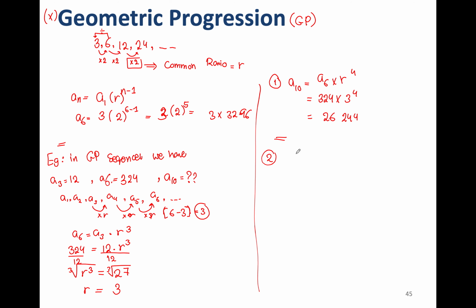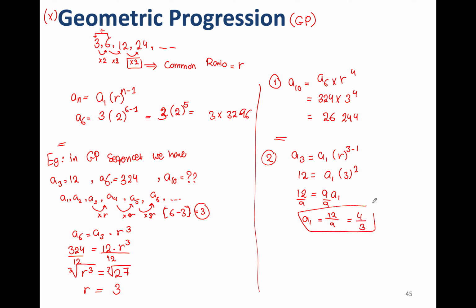So A3 is equal to A1 multiplied by R to the power 3 minus 1. A3 has the value 12, A1 is unknown, and R we got as 3, so R squared is 3 to the power 2. So 12 equals 3 to the power 2, which is 9, so 9 A1. If we divide by 9, we can see that A1 is equal to 12 by 9, which is equal to 4 by 3. So after getting the first term, we can get the 10th term.